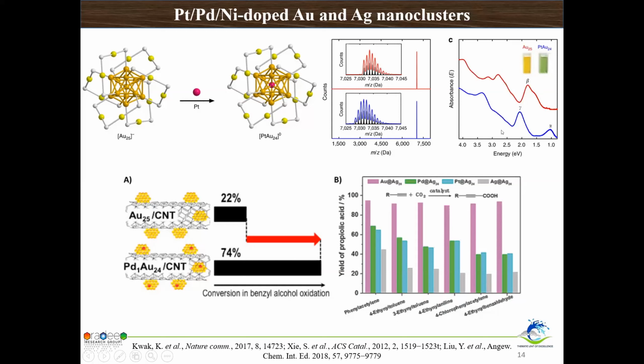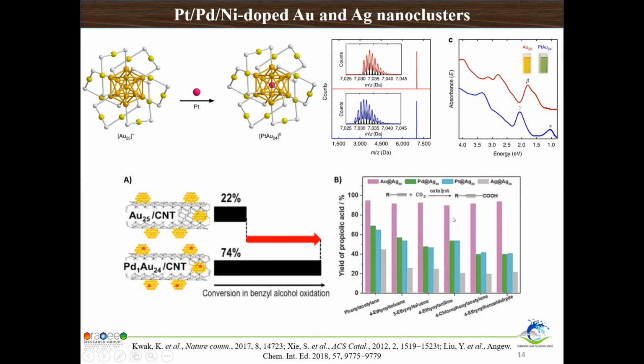That means the doping of platinum significantly affects the electronic structure of the nanocluster, and this platinum doping also induces catalytic activity in these nanoclusters. This platinum Au24 nanocluster was successfully used in the hydrogen evolution reaction. Also, the authors have shown that the catalytic activity of palladium doped Au24 towards the conversion in benzyl alcohol oxidation is higher than that of monometallic Au25.